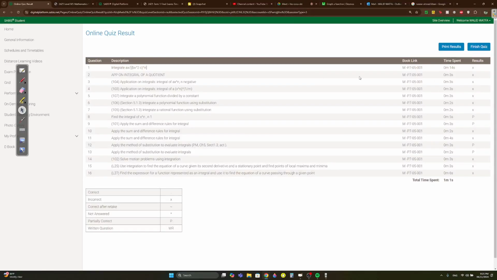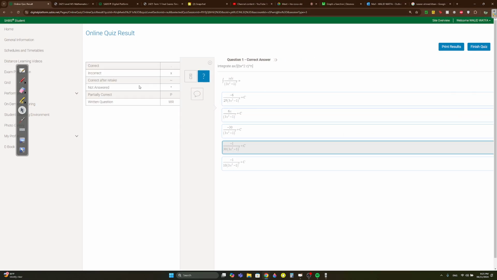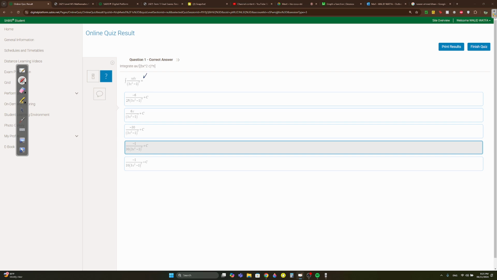This is 5.1 quiz, indefinite integration. Let's start with the integral. Let me just remind you, the integral of x to the power of n is equal to x to the power of n plus 1 over n plus 1 plus c. Okay, just to remind you.